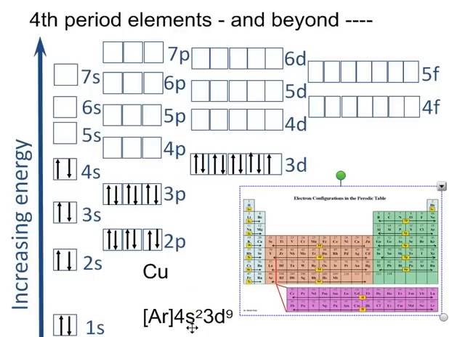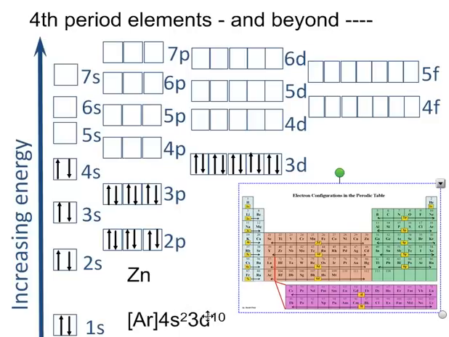Copper, 9 electrons in the 3d sublevel. It's the 9th one over in the D block. So it has almost all the pairs made. It's got 4 pairs and 1 single electron in the 3d sublevel. So copper is everything argon has, plus 4s2, 3d9.